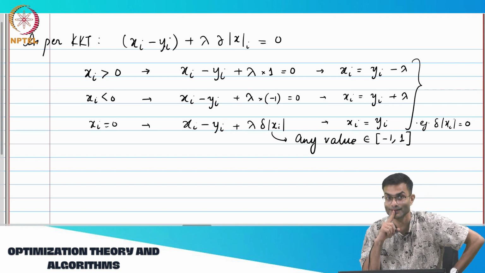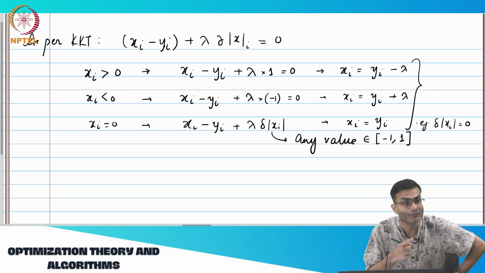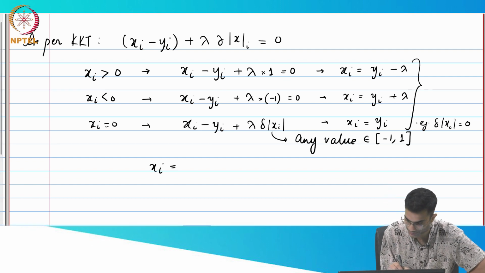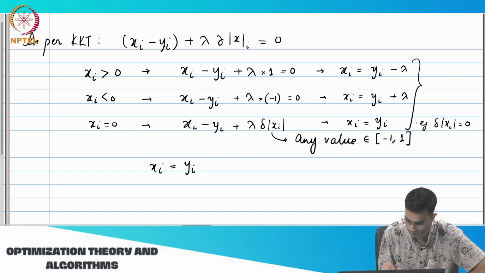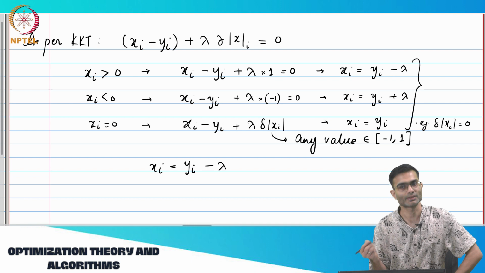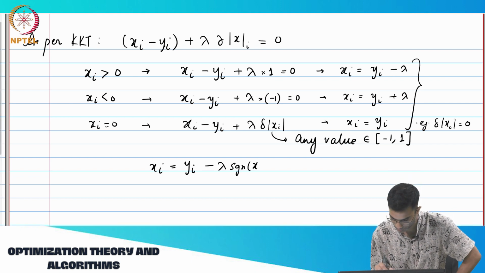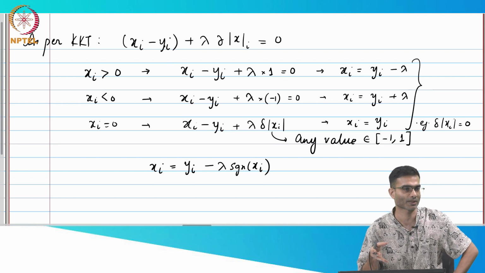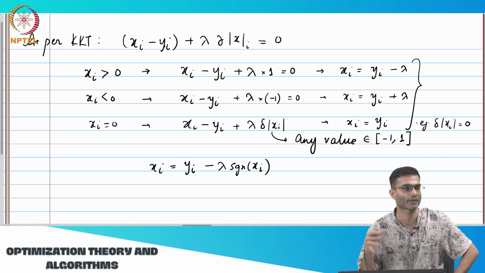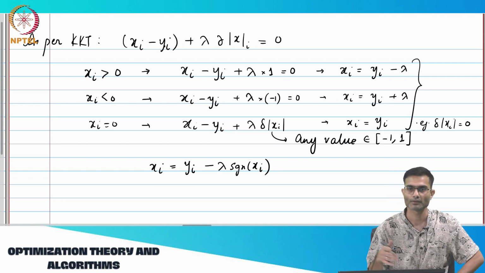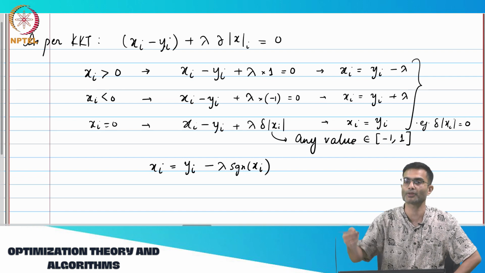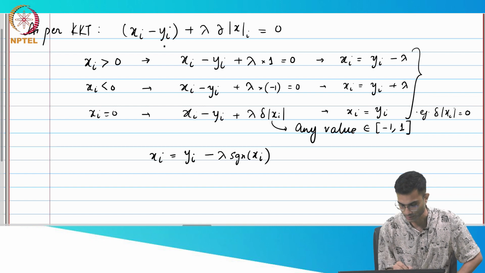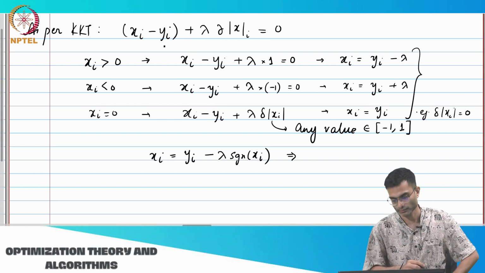Signum of something, simpler. So xi is equal to yi minus lambda into signum of xi. It works: when xi is positive I have plus 1, when xi is negative I have minus 1, and when xi is 0 I have 0. This is a valid candidate, because I have taken a particular value of 0, which is perfectly legal. So this is what I get.